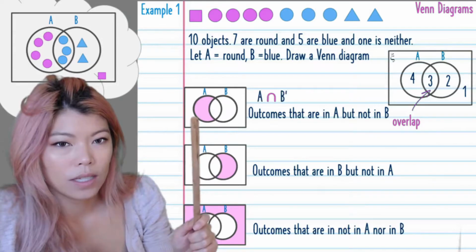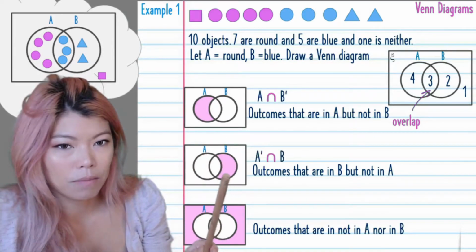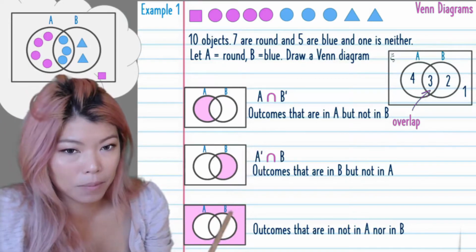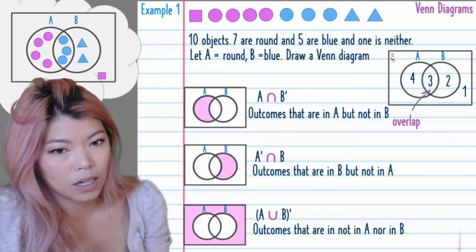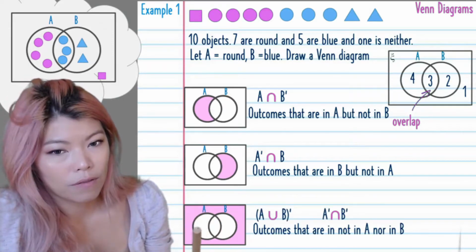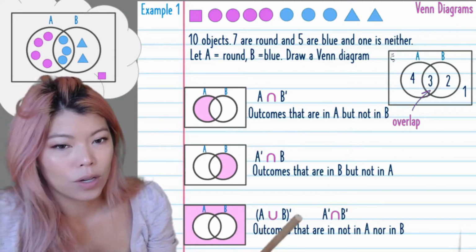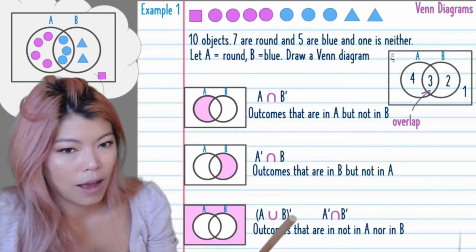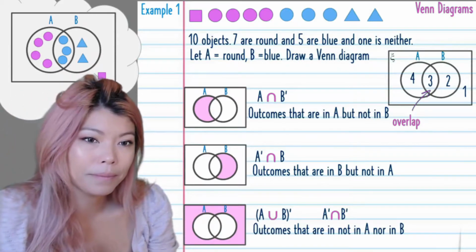So this one is A intersect not B. This one is B intersect not A, or we can write it as not A intersect B. And this one is the intersect of not A and not B, or the union of A and B, and then the complement of that. So you would do it as inside the bracket, so it will be A and B colored in, and then do the outside of the bracket. The dash means the opposite of that, or the complement of that.